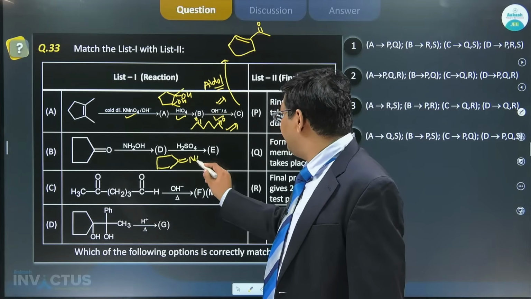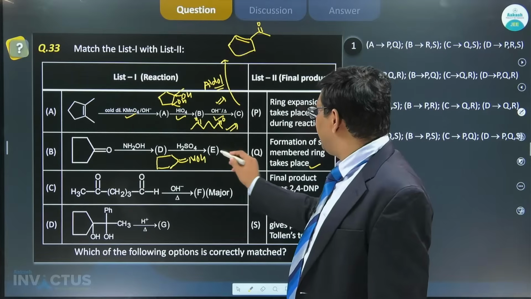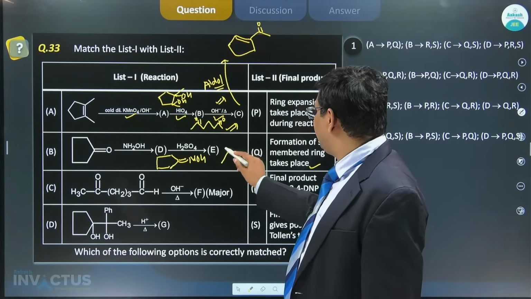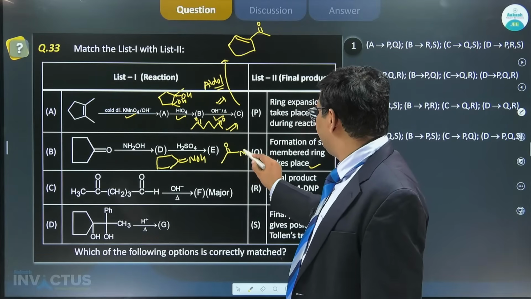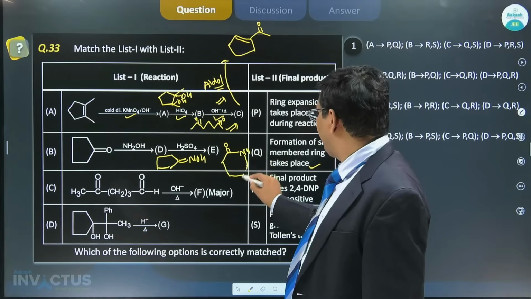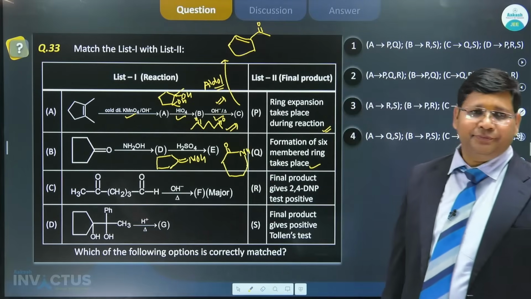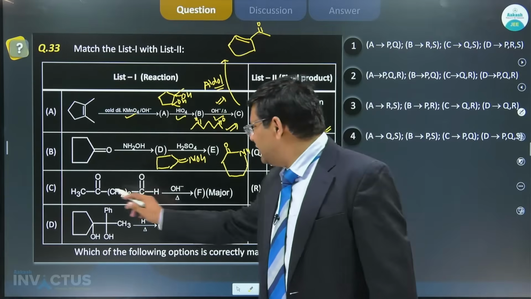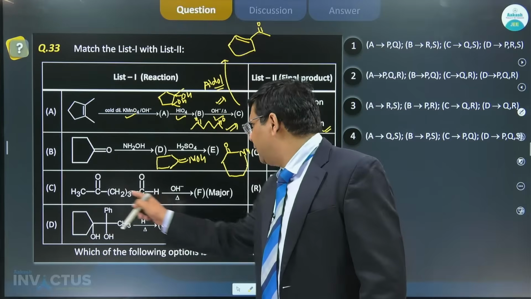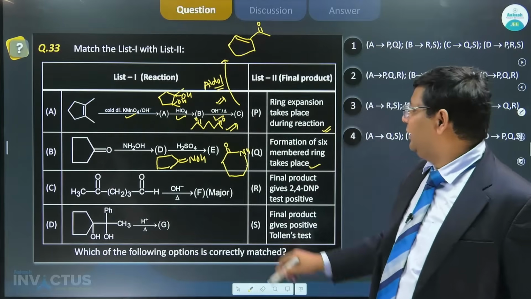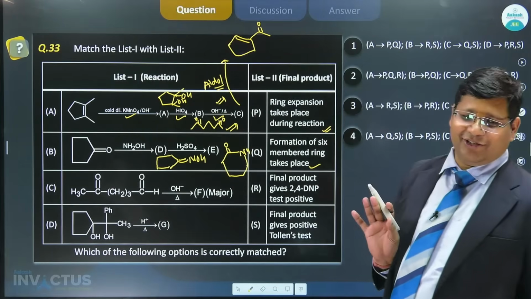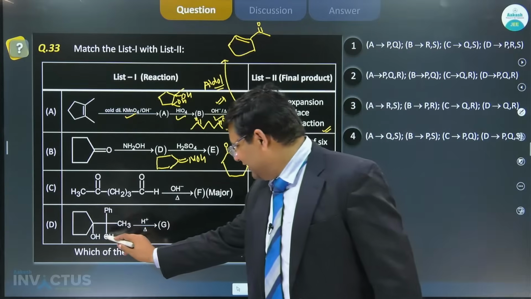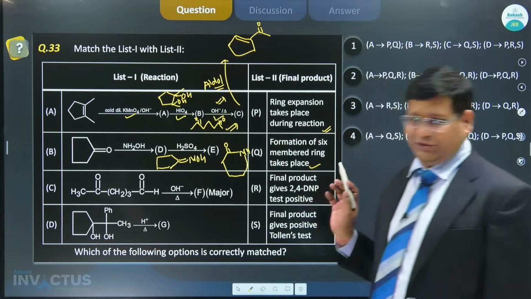This is oxime formation, and this is Beckmann rearrangement. After Beckmann rearrangement, you will get this kind of amide. And in this case, OH minus will abstract a proton, and finally it will go to aldol. Again, it is a product of aldol condensation. And the last one is an example of the pinacol reaction.